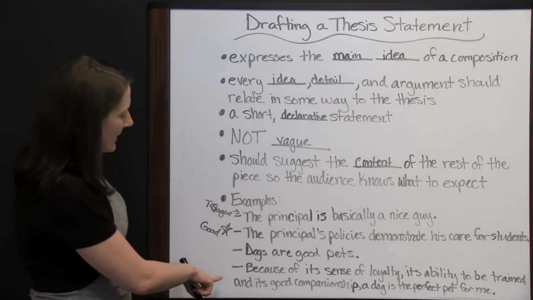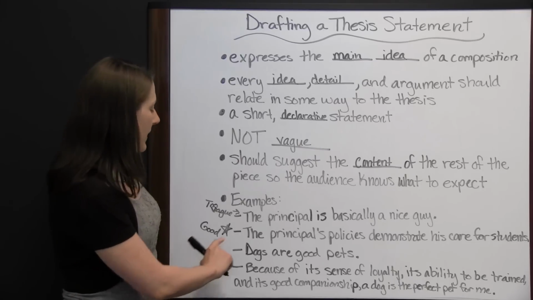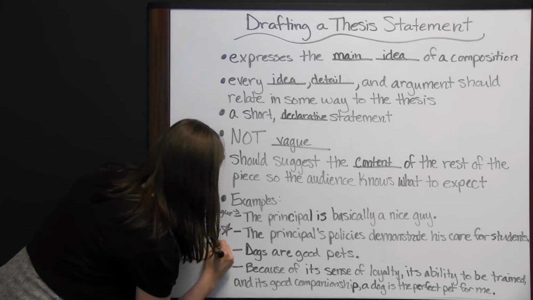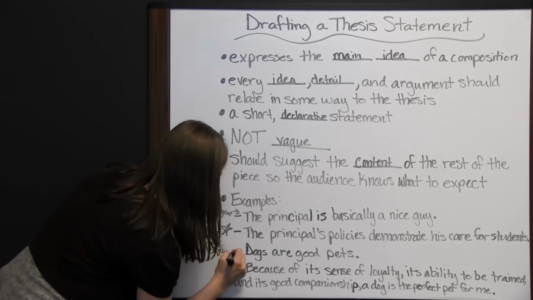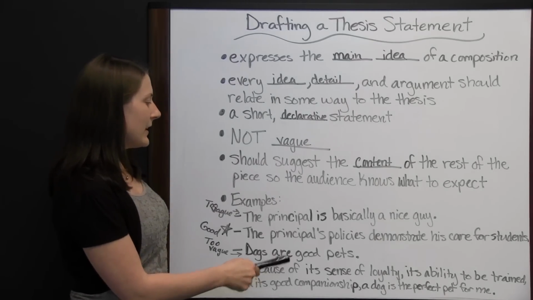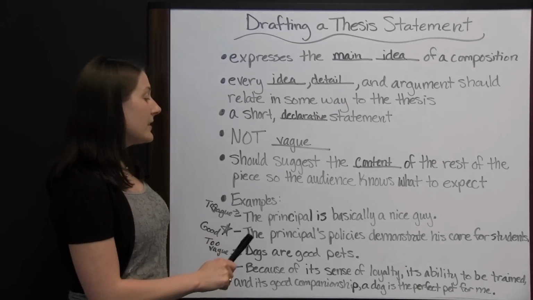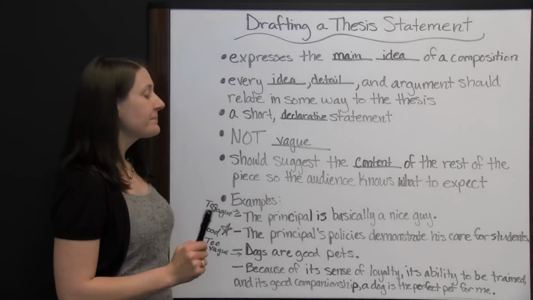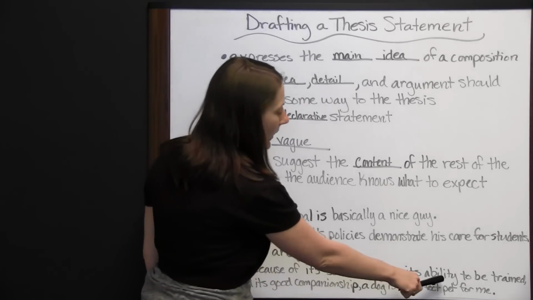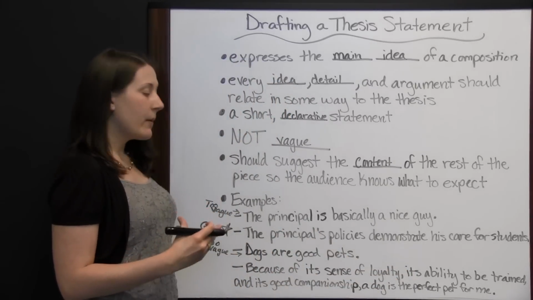So let's look at this as an effective thesis statement example. Changing "dogs are good pets," which is still too vague, to something more effective: "Because of its sense of loyalty, its ability to be trained, and its good companionship, a dog is the perfect pet for me." Now, this thesis does actually tell you what your main subtopics are probably going to be.